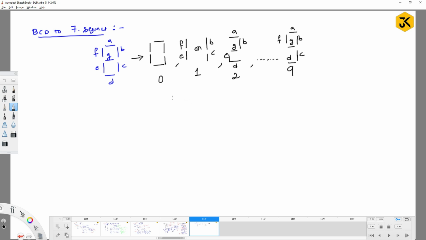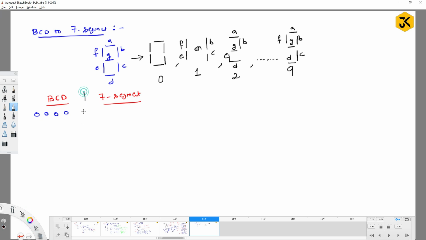Right. So now, what inputs are possible here? The inputs are BCD numbers. For example, my inputs are 4 zeros. What output are you expecting? You are expecting a 7-segment display.